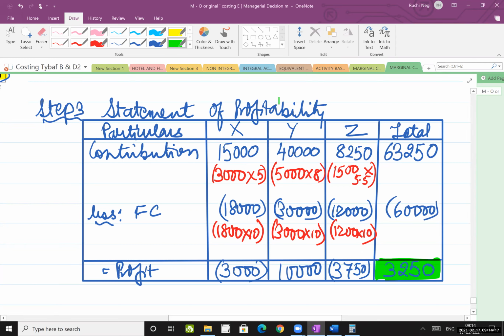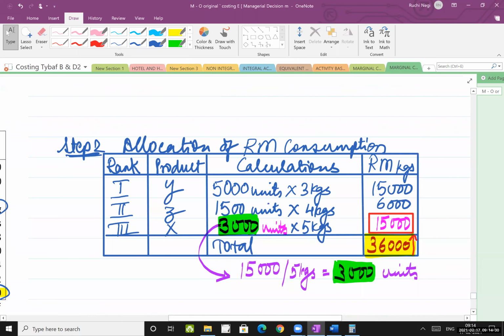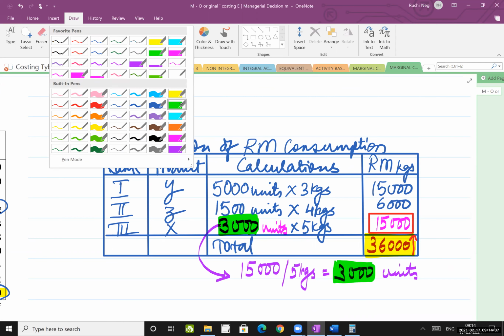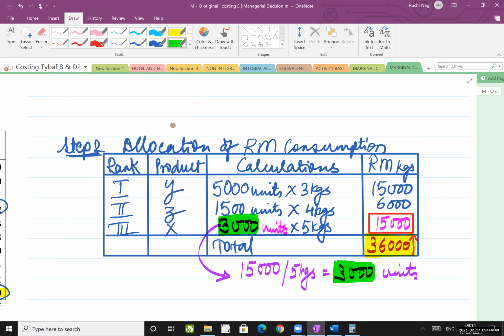Okay, so this is your overall profitability as per the suggested sales mix. So this is your sales mix: 3,000 units of X, 5,000 units of Y, and 1,500 units of Z. This combination is a sales mix: 5,000 units of Y, 1,500 units of Z, and 3,000 units of X.